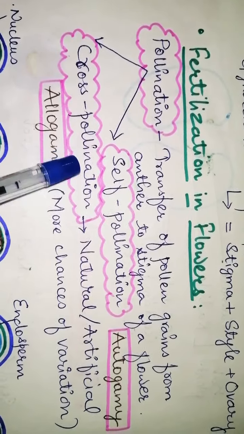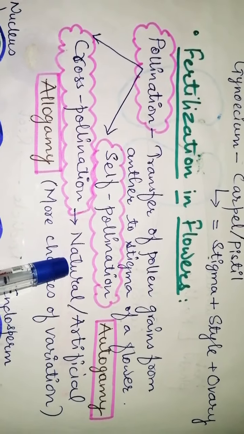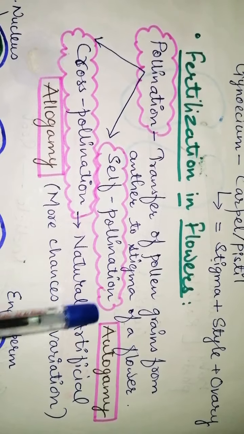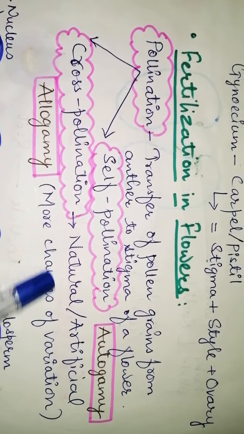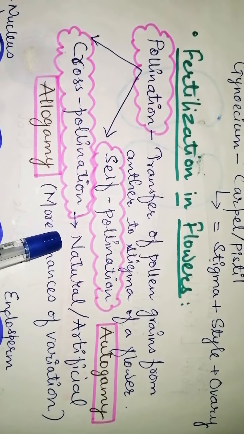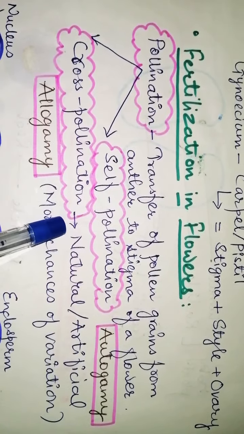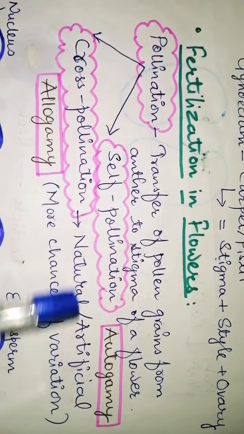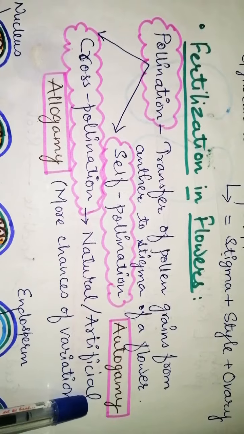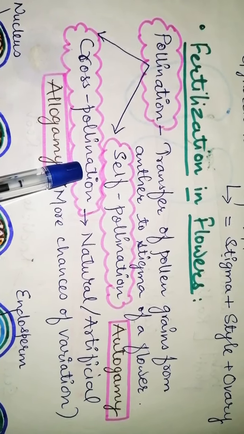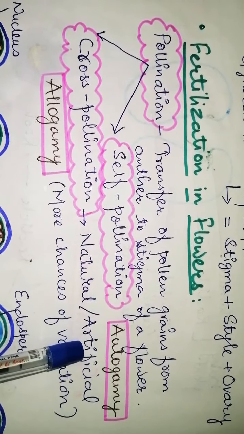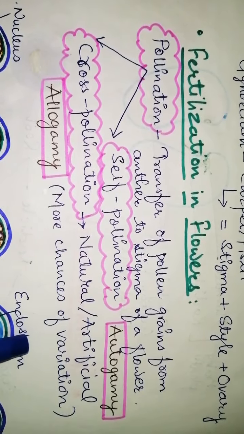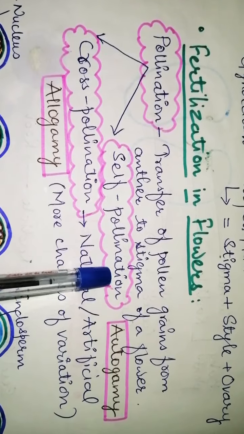Now this cross pollination could be natural as well as artificial. When it is occurring naturally in the environment or in nature, when it occurs automatically, then it is known as natural cross pollination. When it is man made, it is known as artificial cross pollination. Now this artificial cross pollination gives us more chances of variations, hence it is preferable over self pollination.